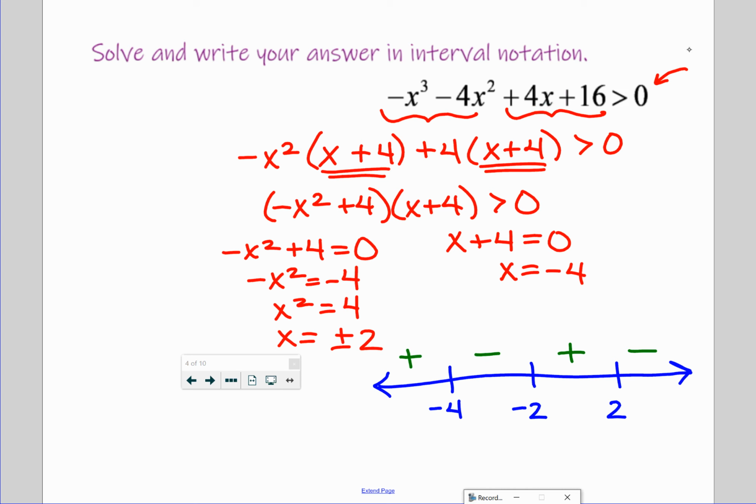Because it's greater than zero here, we're looking for the pluses, which means I've got two intervals that make up my solution. Because my inequality sign is strictly just greater than, everything's going to be a parentheses here. Your answer in interval notation would then be negative infinity to negative 4 and negative 2 to 2.